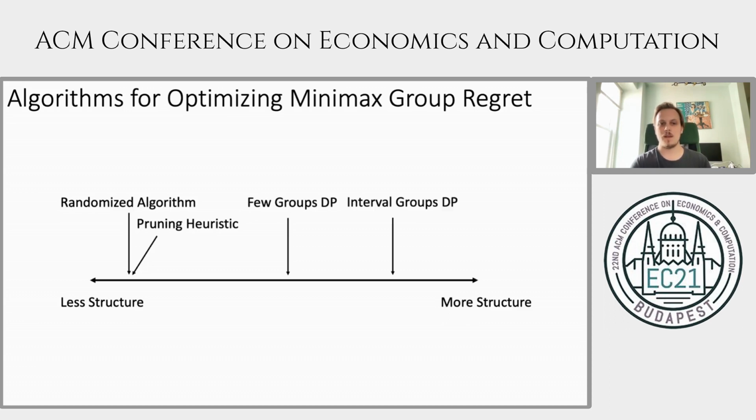And then finally, we have an algorithm that works for the case when the groups form intervals in risk space. I just mean that each group has an interval, all of its consumers have risk thresholds in that interval, and those intervals are disjoint.